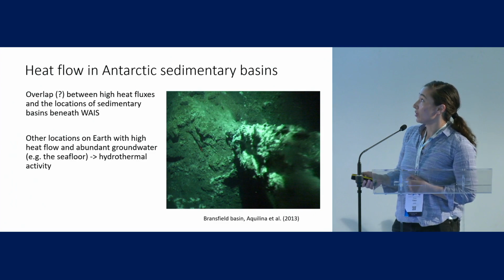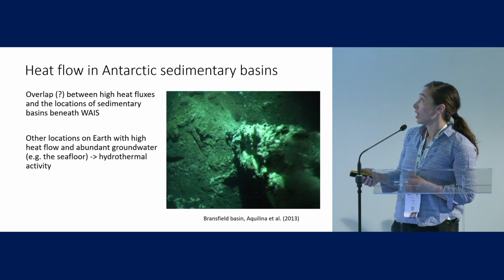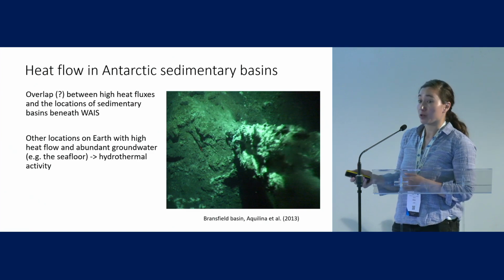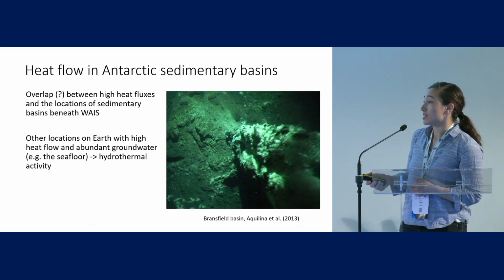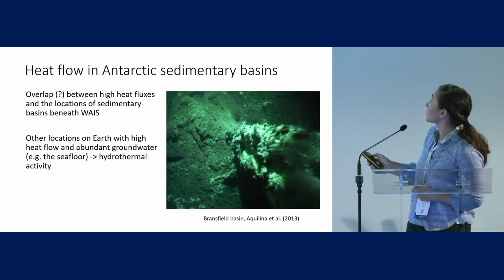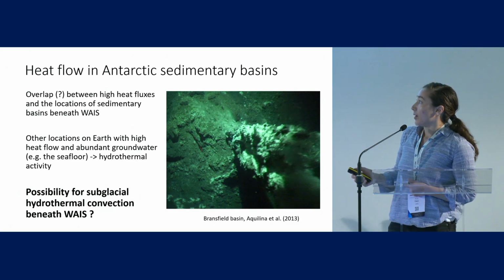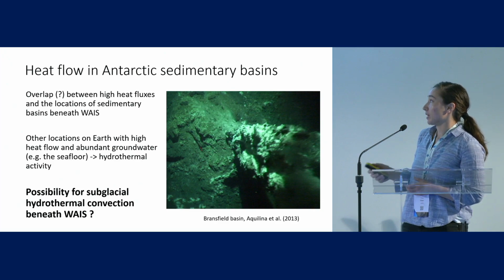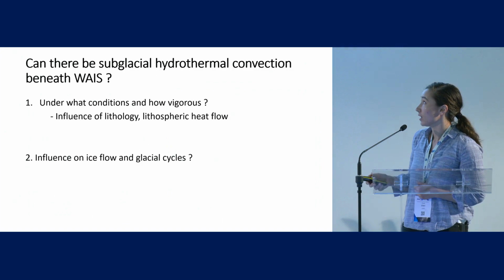Elsewhere on Earth, locations that are characterized by high heat flow and abundant groundwater may be prone to hydrothermal activity. Most notably, on the seafloor, we see hydrothermal vents near volcanic features. For example, in the Bransfield Basin, in this image. And this raises a possibility for subglacial hydrothermal convection beneath the West Antarctic ice sheet.